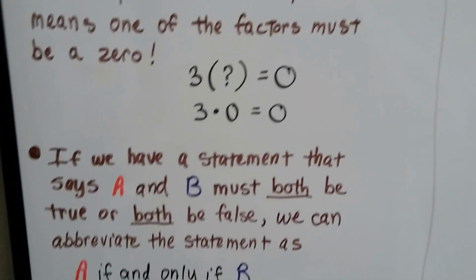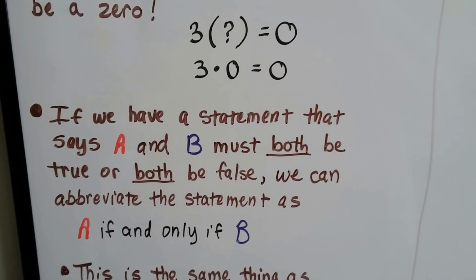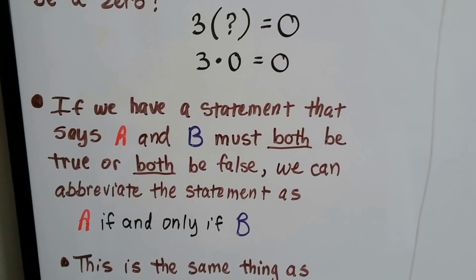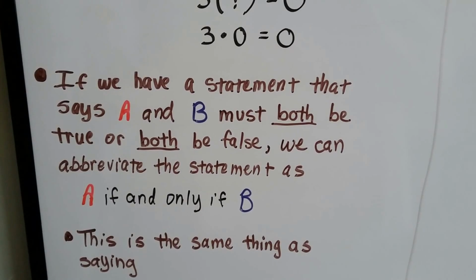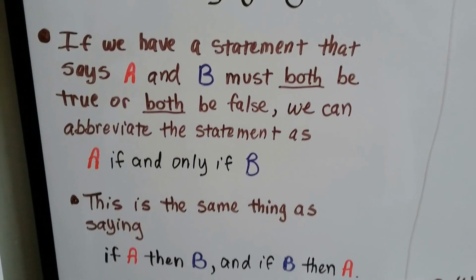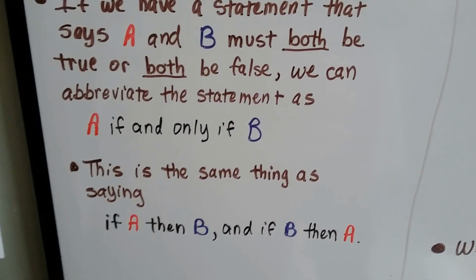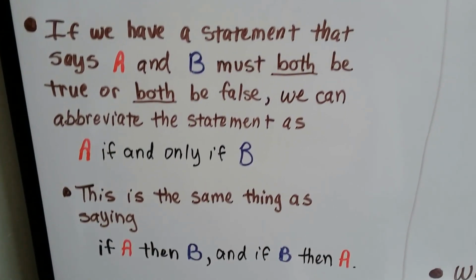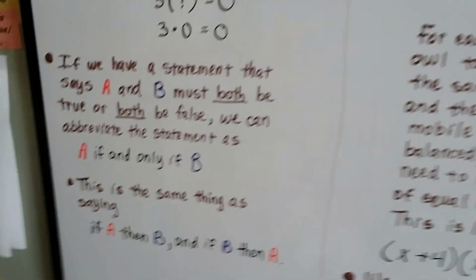And if we have a statement that says A and B must both be true or both be false, we can abbreviate the statement as A if and only if B. It's the same thing as saying if A then B and if B then A. We're going to make some more sense out of this in a second.